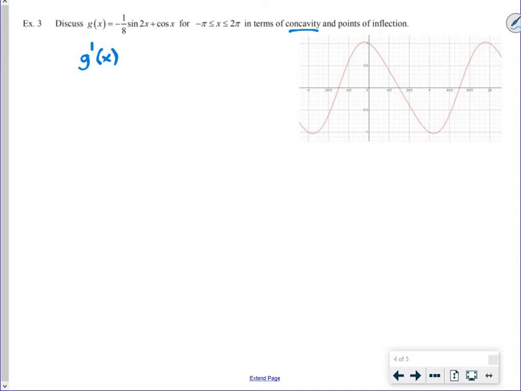So first derivative is fairly straightforward. Negative 1/8 cos 2x times 2, right, by the chain rule. I have to take the derivative of the inside stuff as well and multiply. And then derivative of cos x is negative sine x. Okay, that is the first derivative. We should simplify that a little bit. So we get there.